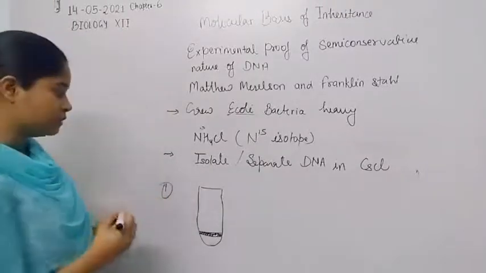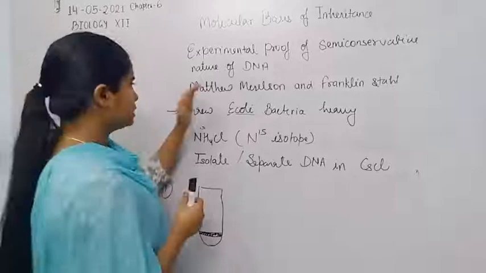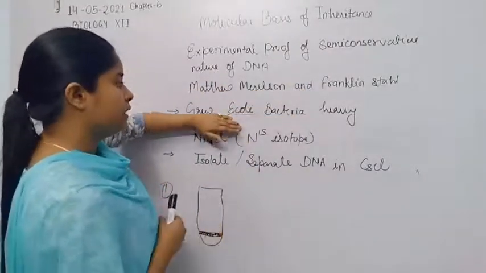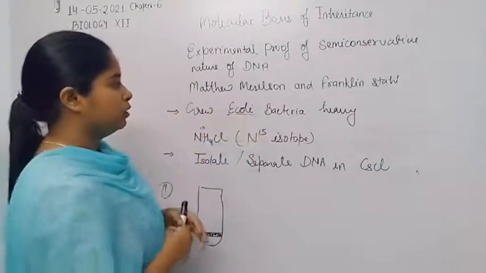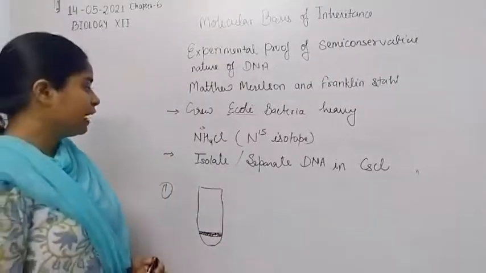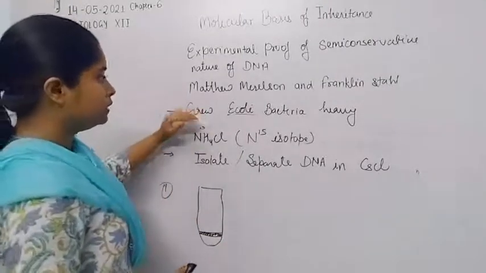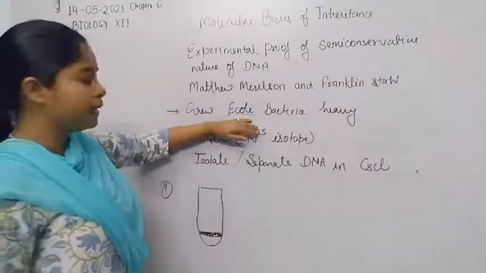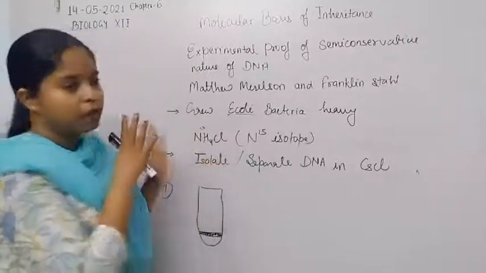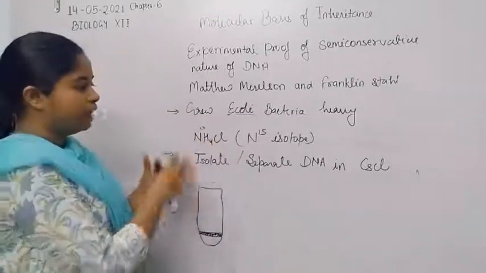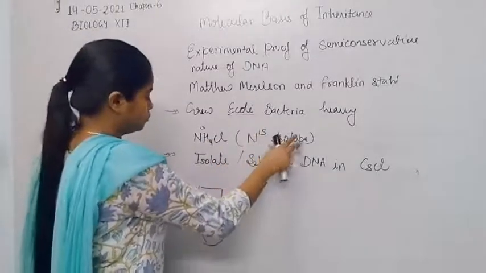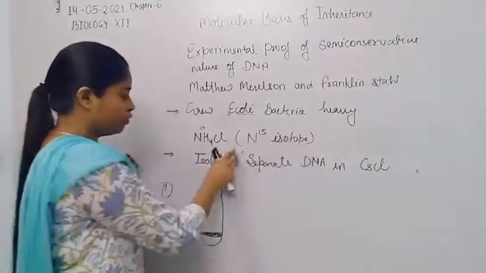In the first experiment, Meselson and Stahl did the experiment on E. coli bacteria in 1958. What they did with the E. coli bacteria: first they grew the E. coli bacteria in a medium of heavy ammonium chloride, that means nitrogen of the N15 isotope. They used the N15 isotope of nitrogen.